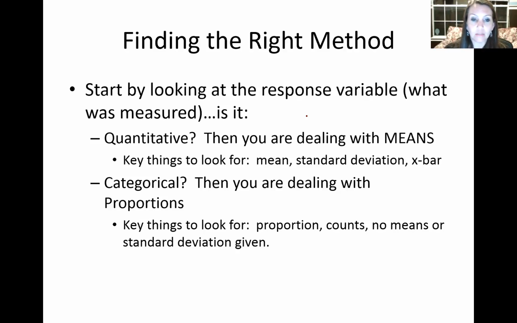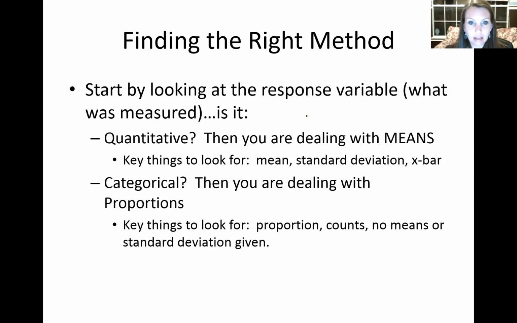Now, if you're dealing with categorical data, then you're working with proportions. So in the problem itself, you're going to be given counts. There's not going to be any means or standard deviations. They might use the word proportion or percentage several times. So those are some key things to look at.